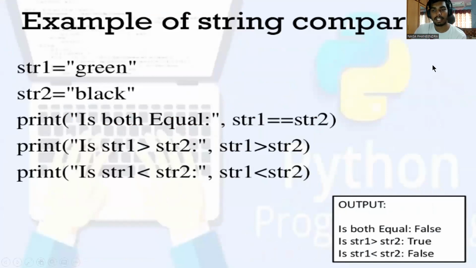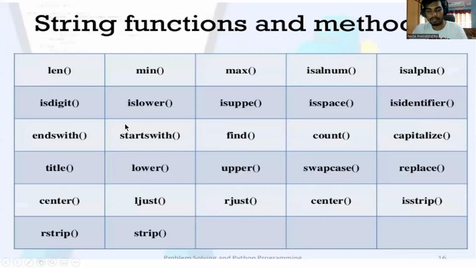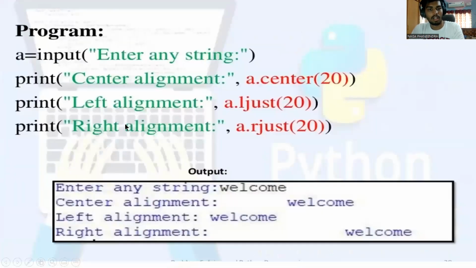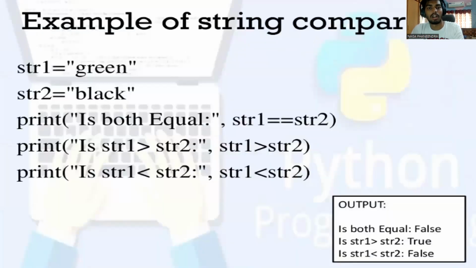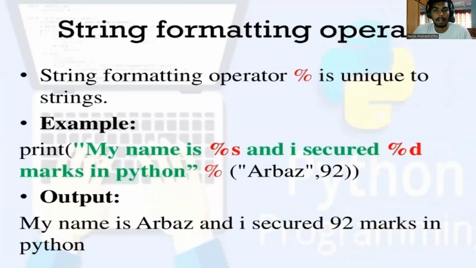For example, of string comparison: string one is "green" and string two is "black". Print if string one is equal to string two; they have to check the values. It will give, of course, False, because they are not equal. And for string one is greater than string two, it is given as True because the ASCII values of string one are greater than string two. String one is less than string two is given as False. The next one is obviously False.